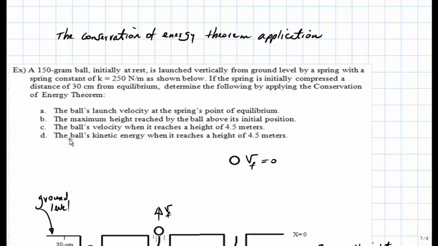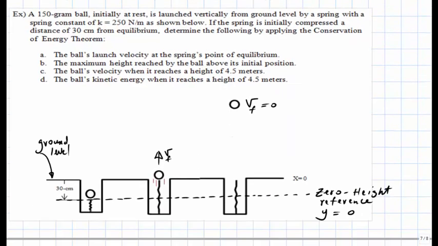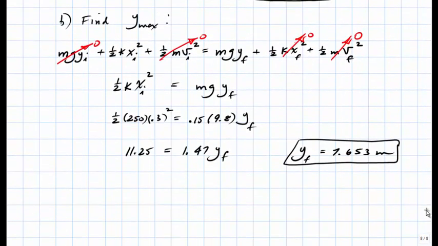In part C, we would like to determine the ball's velocity when it reaches a height of 4.5 meters. And so the ball is somewhere between its initial and final locations. The ball is roughly somewhere in between those two, and we need to determine its velocity. So we want to determine v final at y equals 4.5 meters. And to do so, we'll apply the conservation of energy theorem once again.